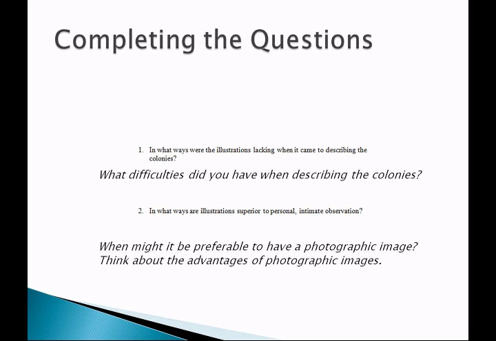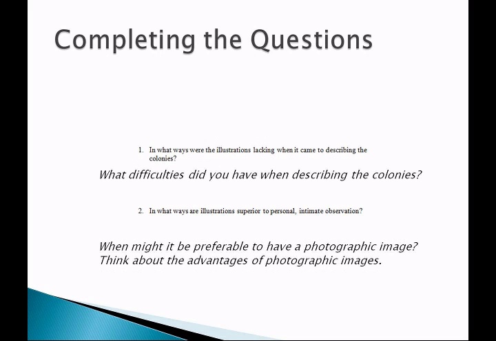After you've completed the table, there are a few questions to think about. The first one, in what ways were the illustrations lacking when it came to describing the colonies? For example, what difficulties did you have when describing the colonies in these images? Pictures are often worth 1,000 words, so in some ways illustrations are superior to personally looking at colonies in the laboratory.